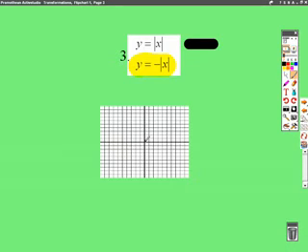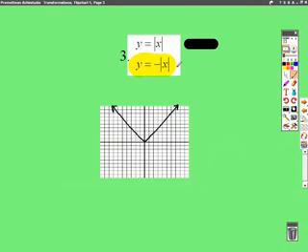What does the parent graph of that look like? Again, if you recall from the other day, it makes a V. We've got 2 straight lines shooting right off the origin, just like this right here. There is the parent graph of the absolute value of x. So what is the difference this time?